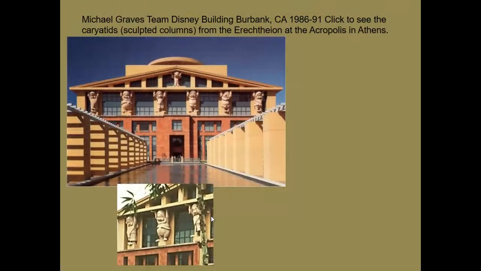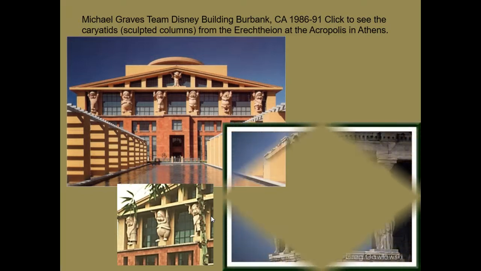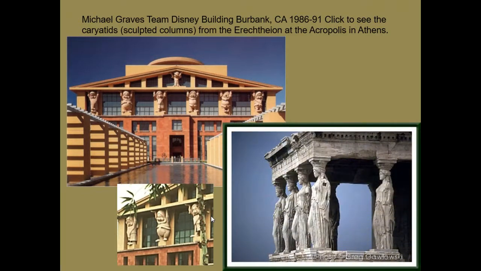We can see them being imitated even into the 20th century, believe it or not. This is a design by a postmodern architect in America, Michael Graves. His design for the Disney office building in Burbank, California, uses carved statuary as columns. It's a pretty funny joke when you think about the difference in culture and time, but also this kind of play on using a cultural historical example.